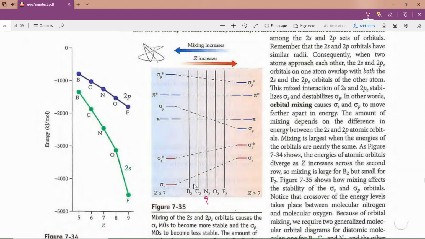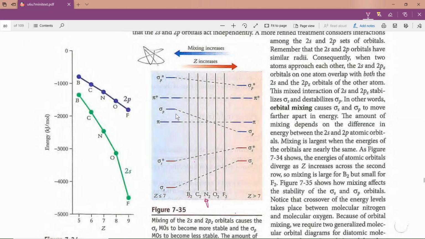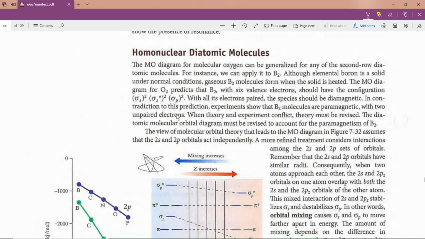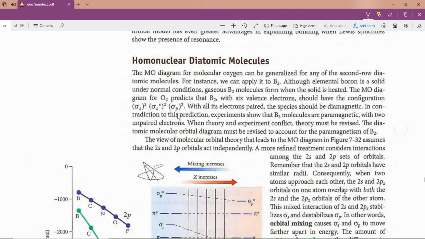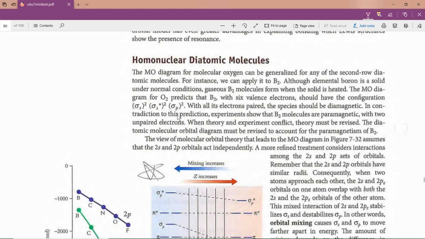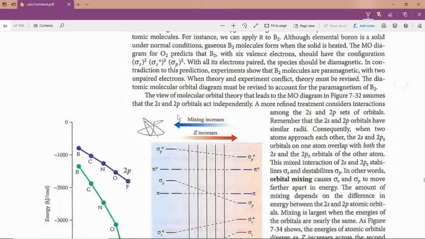Okay, so for boron, which would have how many valence electrons? 6. Boron's in group 3, so 6. So it'd be sigma S2, sigma S star 2, then you'd have a pi in each one. Okay, which means that B2 better be paramagnetic. Let me jump up here. Consistent with this prediction, B2 molecules are paramagnetic with 2 unpaired electrons.